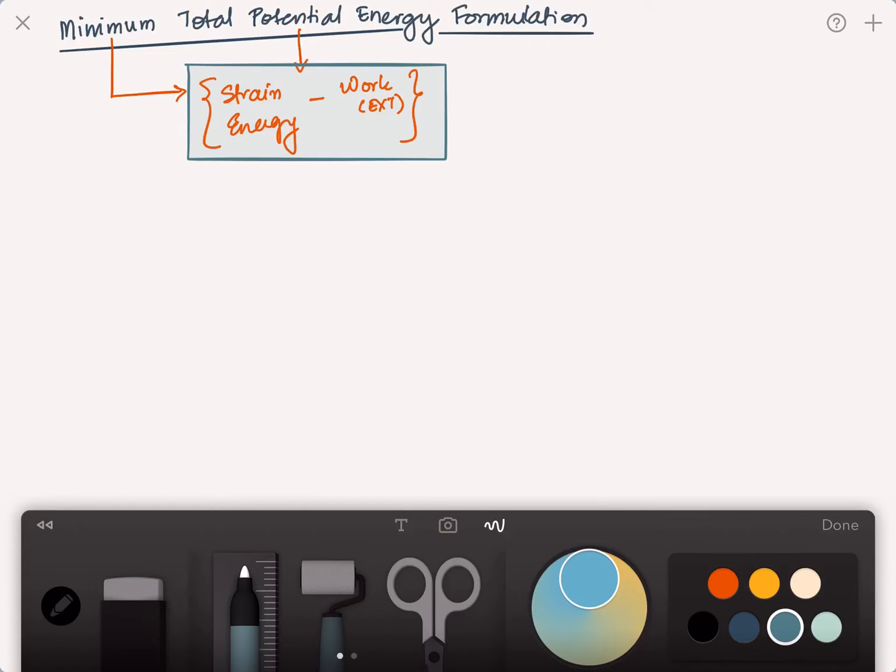So we will first start by defining all the different terms that we have introduced, further apart from the total potential energy of the system. And that would be, to start with, the strain energy in the system and then the work done by the external forces. Let's start with the strain energy in the system.